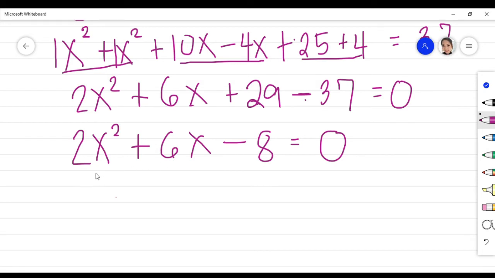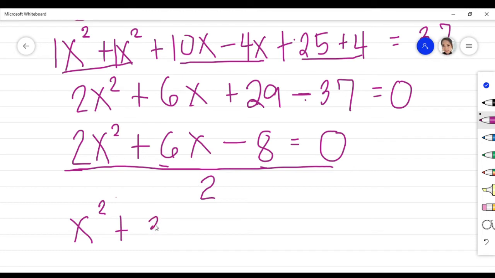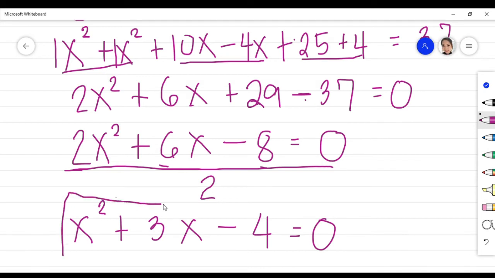Now, if you notice, actually 2x squared plus 6x minus 8 equals 0 is in the standard form. But since our topic is reduced standard form, I noticed that 2, 6, and 8 can be divided by 2. It can be reduced by dividing each term by 2. So what we will do, we will divide all of these terms by 2. Thus we have x squared plus 6 divided by 2, that is 3x. 8 divided by 2, that's negative 4 equals 0. Thus, x squared plus 3x minus 4 equals 0 is the reduced standard form.